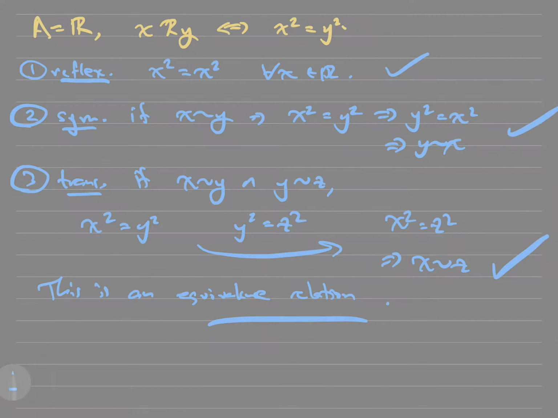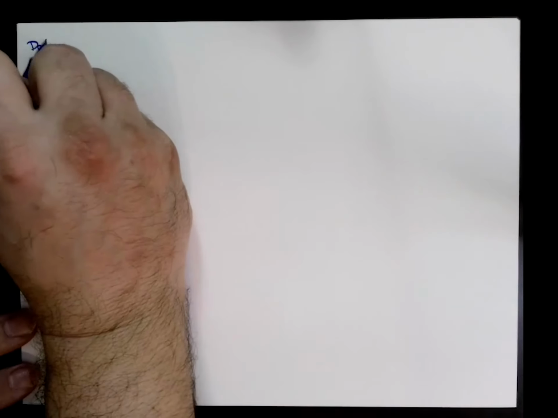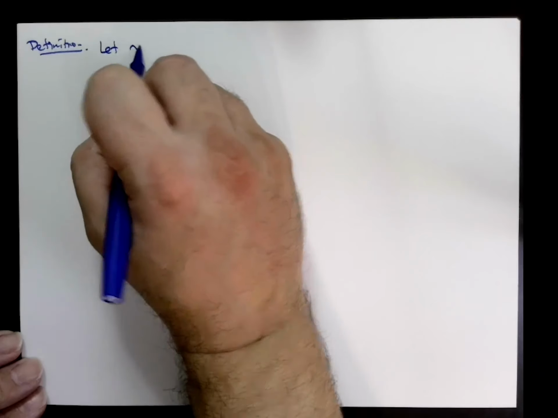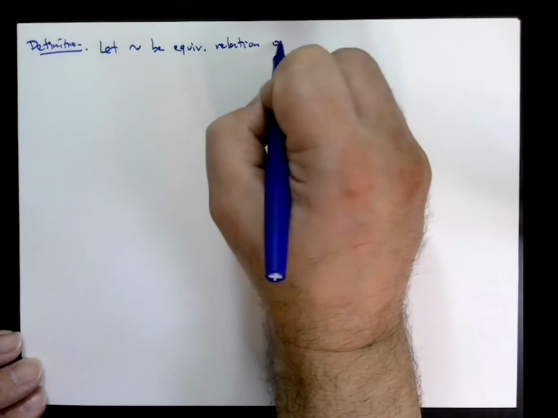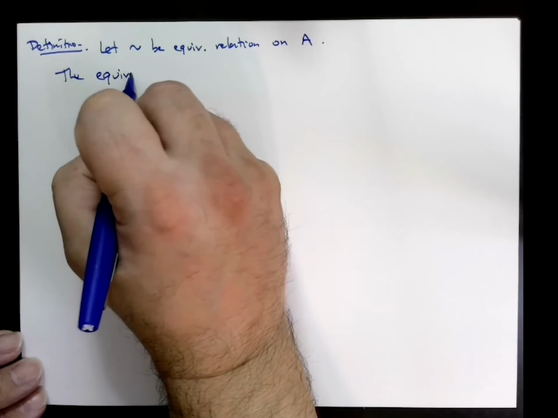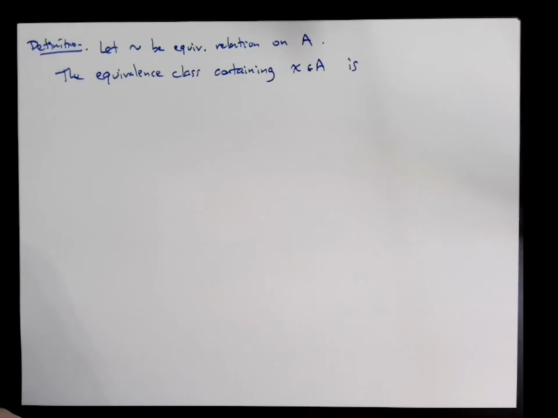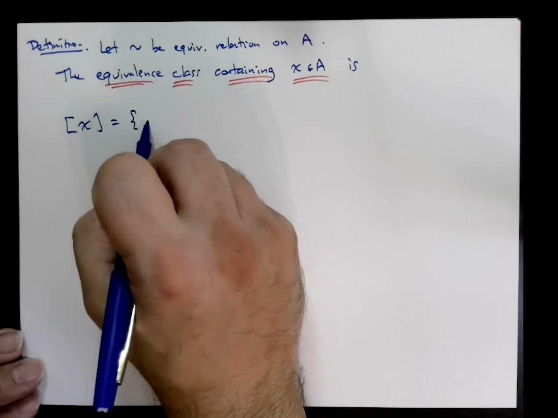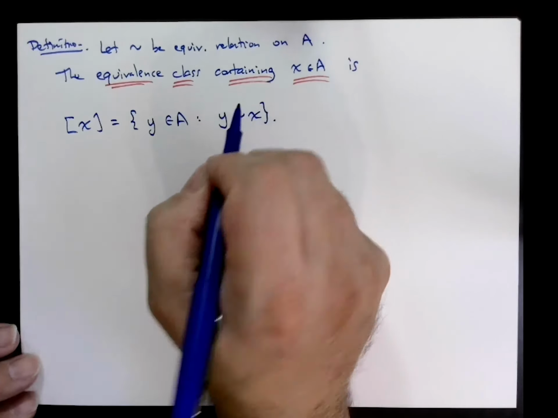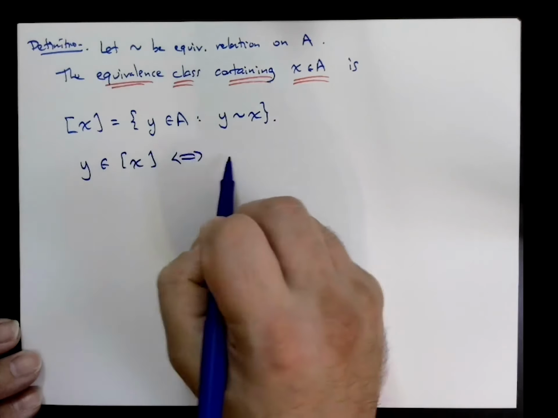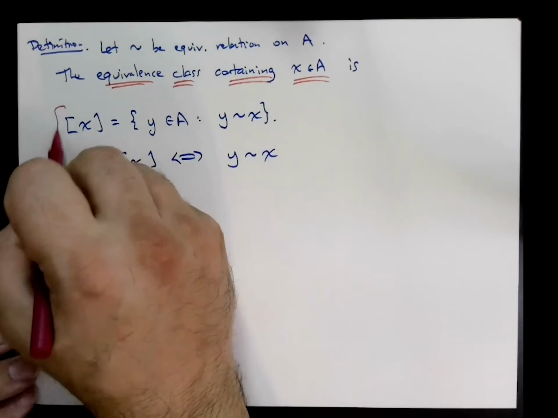Okay, now a definition. Let's let squiggle be an equivalence relation on A. Then the equivalence class of x, some point in A, is written as square bracket around x. It is all the y's that relate to it. Another way of saying this is that the point y is in the equivalence class of x if and only if y relates to x.